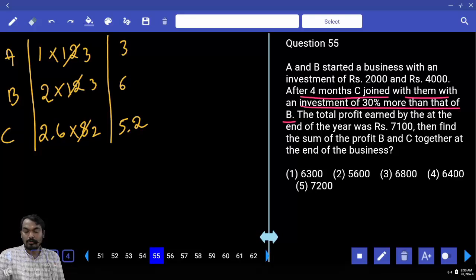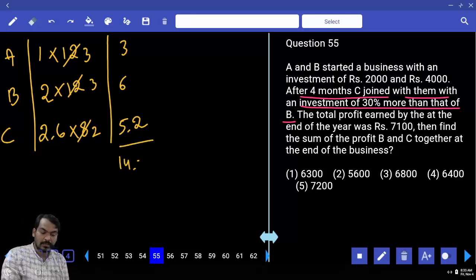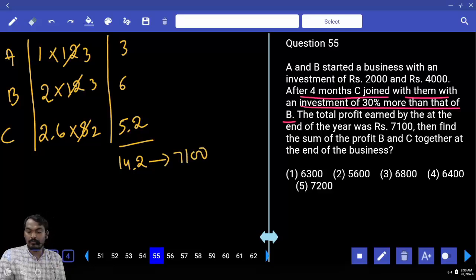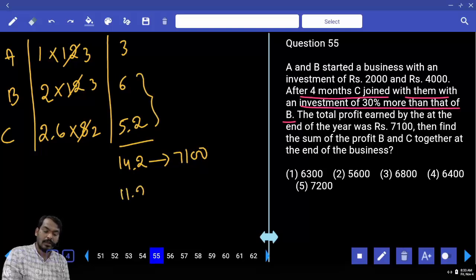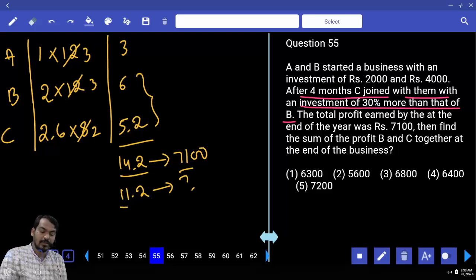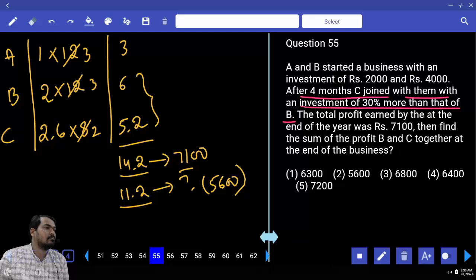All are adding, total how many parts? 14.2 parts. In place of 14.2, how much value do you have? 7,100. We require the sum of B and C, or not? How many parts do we need? 11.2, or not? What is half of 142? 71. Half of 112? 56. Answer: 5,600, or not? Yes or no?